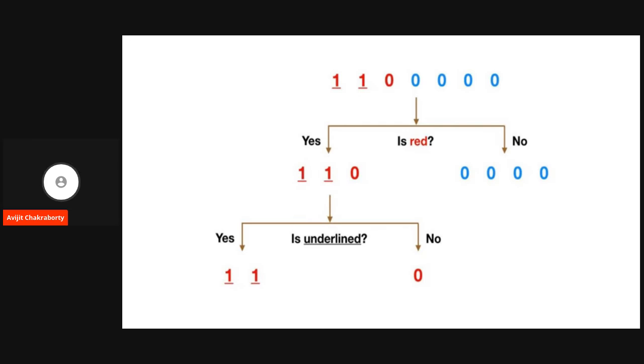What I'm saying is, if you approach this particular data set in some other way, where we ask the underlined question first, and ask whether it's red second, we would get a different representation of this. At first you would have got all the ones on the left and all the zeros on the right, and on our right subtree we would have asked whether it's red or not. Then we could have classified it as the red zero on the left and all the blue zeros on the right.